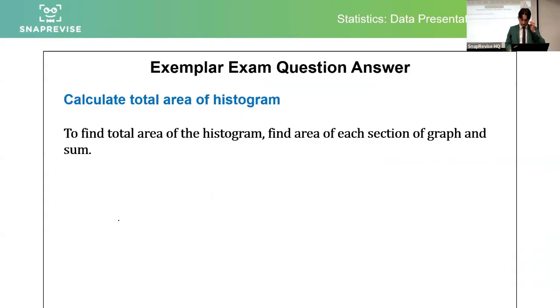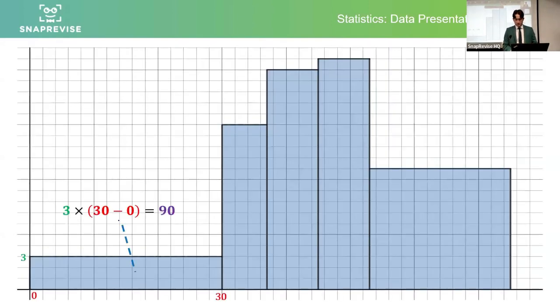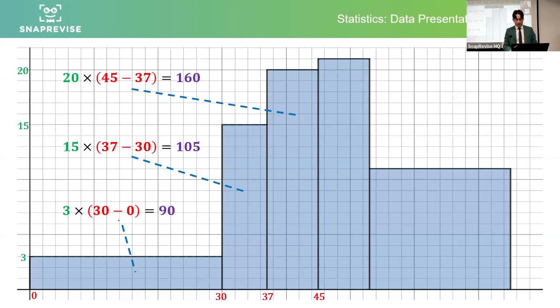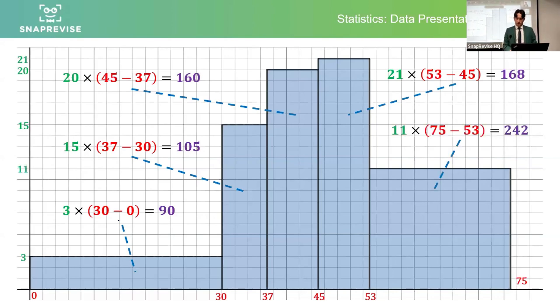Right, so let's have a little look. So the first thing, let's work out the total area of the histogram. So if we do that for each of the different classes, each of the different intervals, the width is 30 and it's got a height of 3. So it's got an area of 90. Next one, 7 wide and it's 15 high. So it's 105. Next one, we'll work out, is 20 high and we'll work out the width. So it's 8 wide and it's got an area of 160 and so on. We'll work out the next one, 168 and then 242.